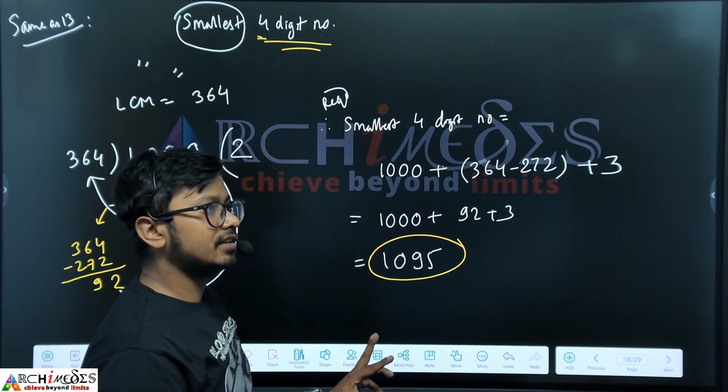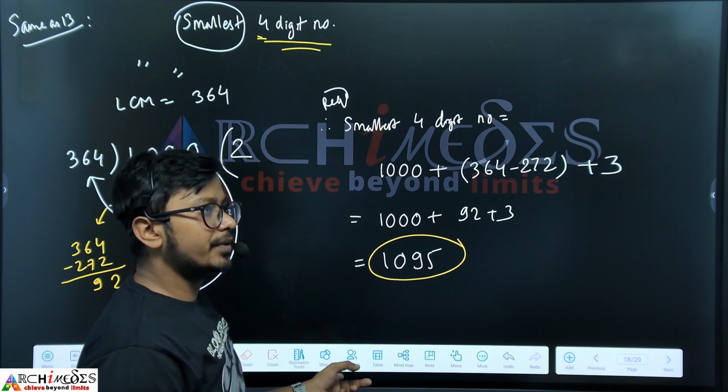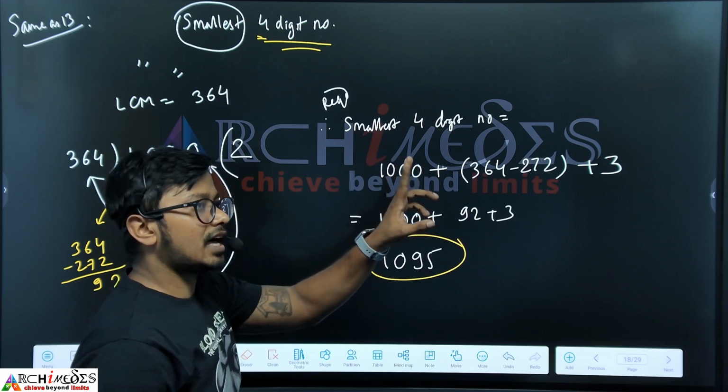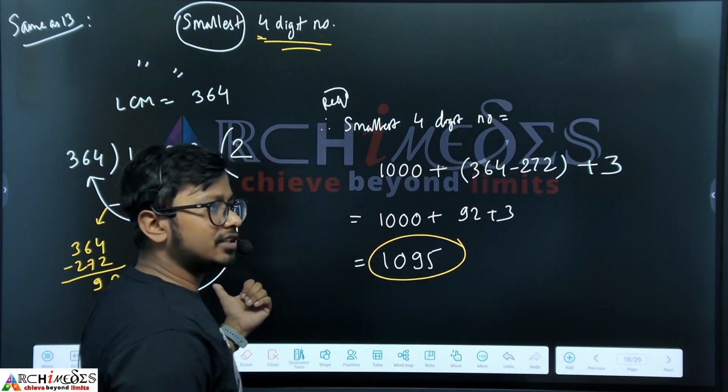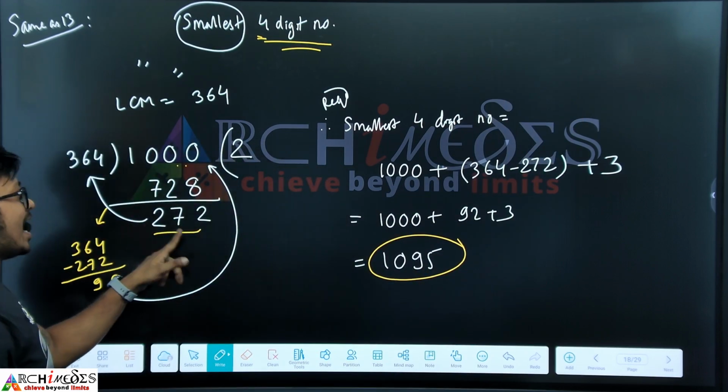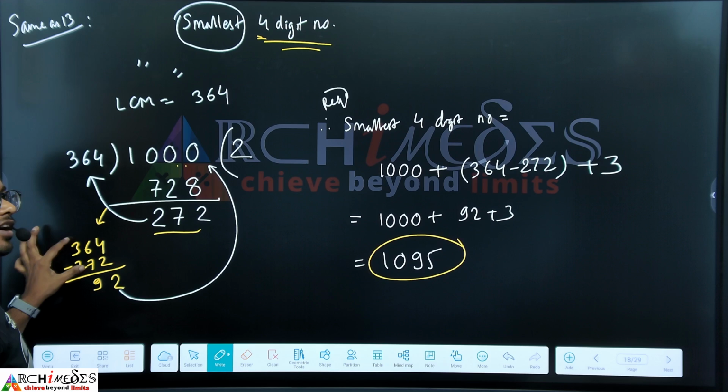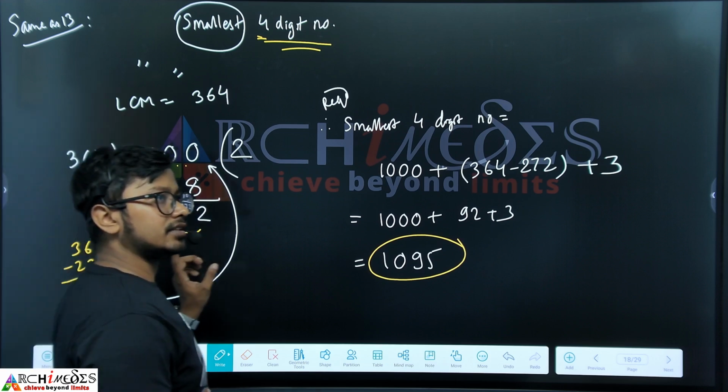In largest, you have to subtract the remainder and you have to add at last whatever be the given remainder. In smallest, you have to add what? The difference between the divider and the remainder. Clear?